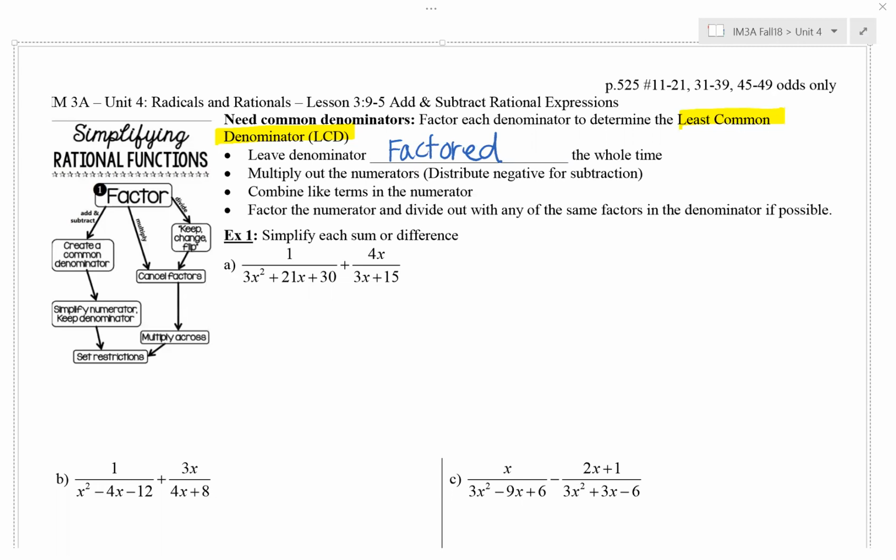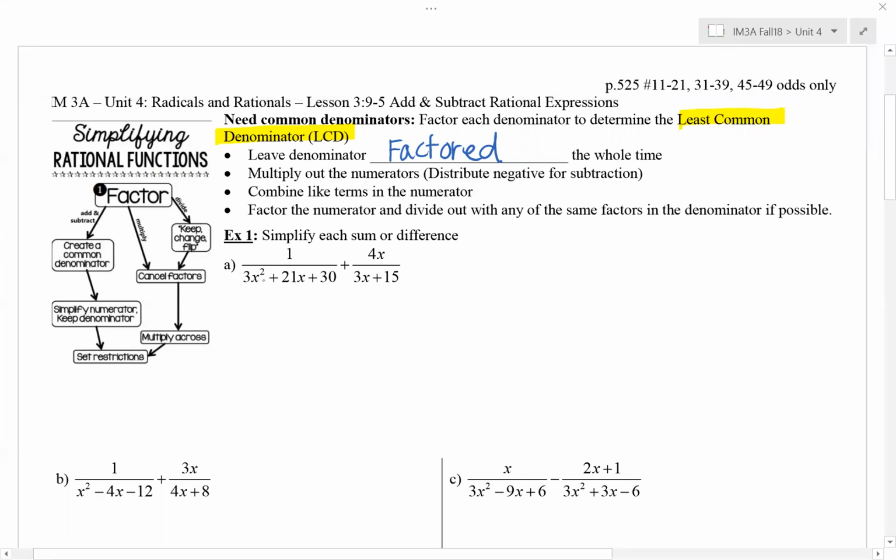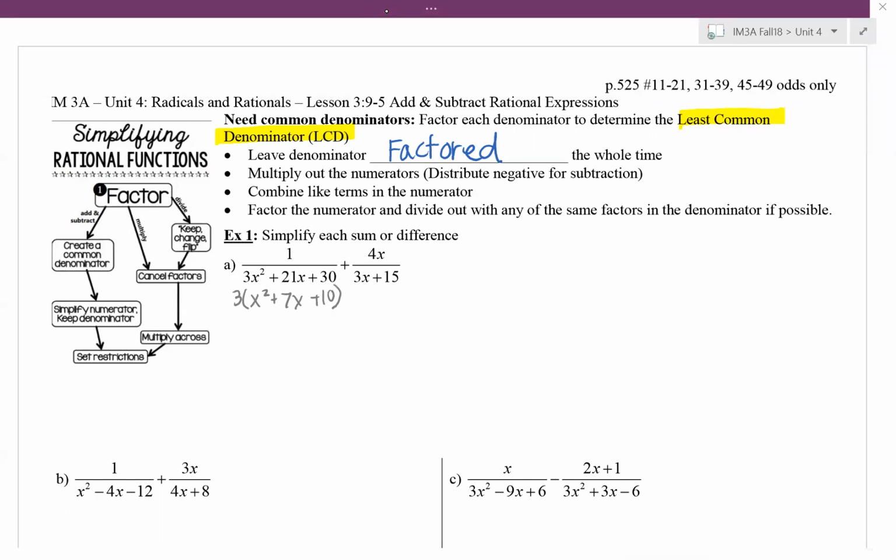So for the first example, we had 1 over 3x squared plus 21x plus 30, plus 4x over 3x plus 15. So let's start by just looking at the denominators and factoring them. Starting with the first denominator, I see that it's a quadratic, so I know I'm going to have to use the product sum. But first I want to check, does 3 go into every term? And it does, so let's factor out the 3 first. So that's going to give us 3 times x squared plus 7x plus 10. And I'm not going to write out the product sum for this. I'm just going to write the factors.